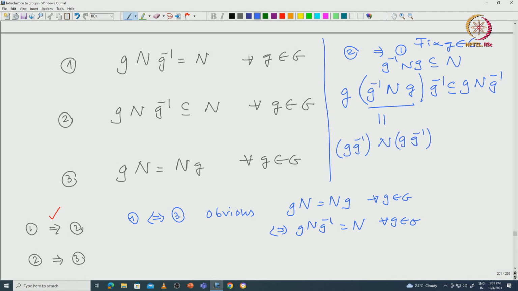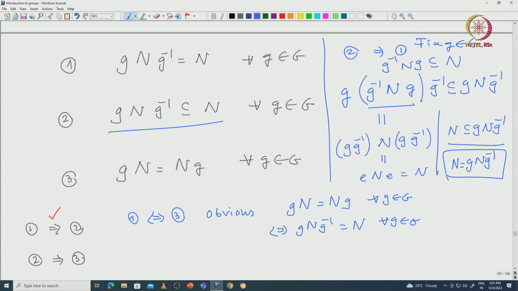This grouping we are able to do because we have the associative law. Then this becomes exactly identity times N times identity, which is N. So this simply says that N is a subset of G N G inverse. We have the other way, G N G inverse is a subset of N. Now we proved that N is a subset of G N G inverse, that proves that N equals G N G inverse. Okay, so this simply proves that all these three statements are equivalent.